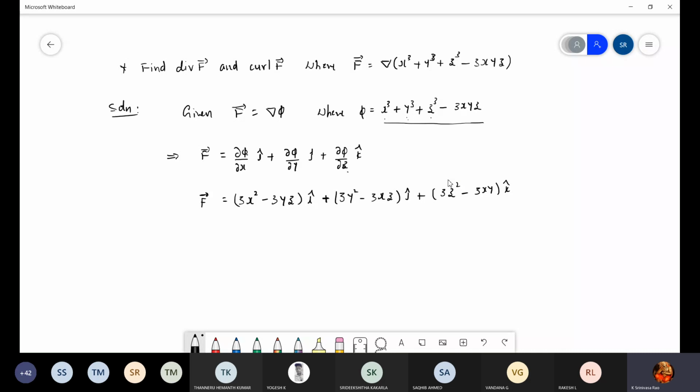Okay, so this is our vector. In the previous three problems you can observe that f was given directly. If f is given, it is the minimum requirement to calculate divergence and curl. Here they may give f in a different way, through the gradient, and we know that the gradient of a scalar converts into a vector. So you can take this as f1, the first component, this is f2, and this is f3, the third component.